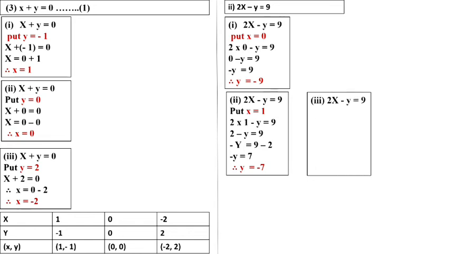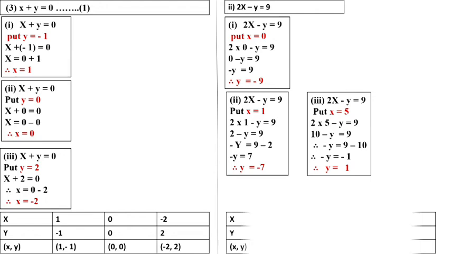Third one, here we will take the x value as 5. 2 into 5 minus y equal to 9. 2 fives are 10, minus y equal to 9. So 10 will go to the right side and become minus 10. Minus y equal to minus 1. So minus minus cancel, therefore the y value equals 1.